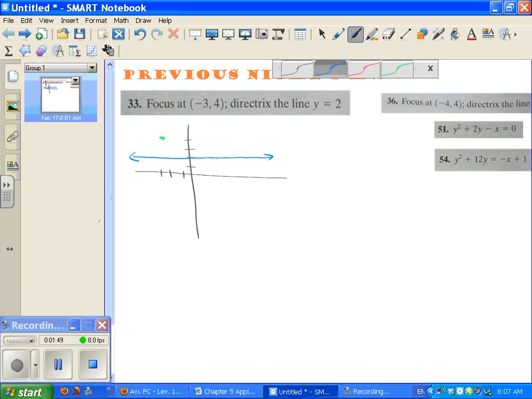So that's going to tell me what kind of parabola do I have? Opening up, down, left, or right? Up, because it's got to wrap around the focus, and the vertex has to be in between these two things. So that's going to force my vertex to be right there. So already I know that the vertex is at -3, 3, and I know that my parabola is going to do something like that. So that's going to help me get my equation.